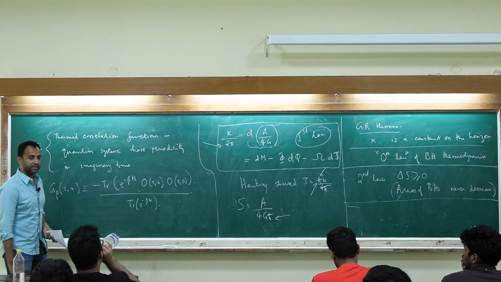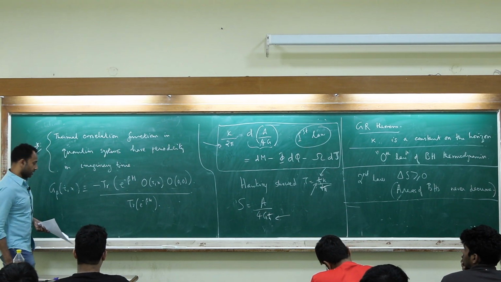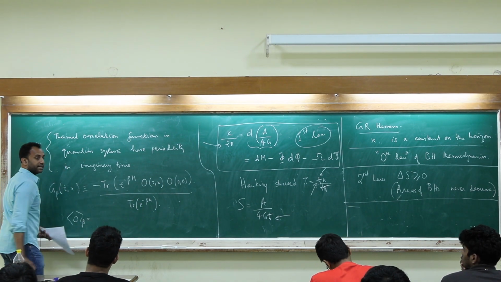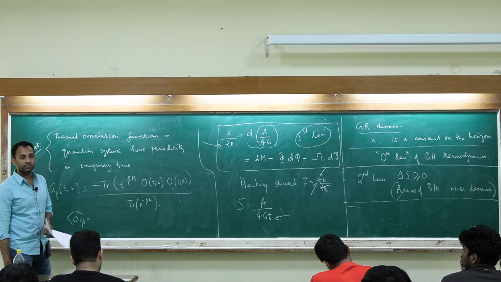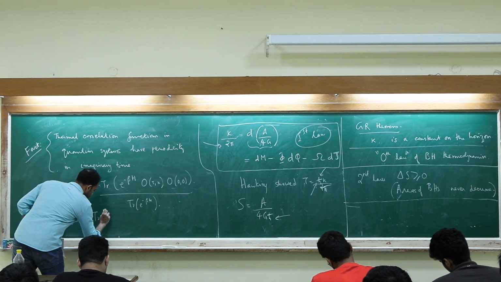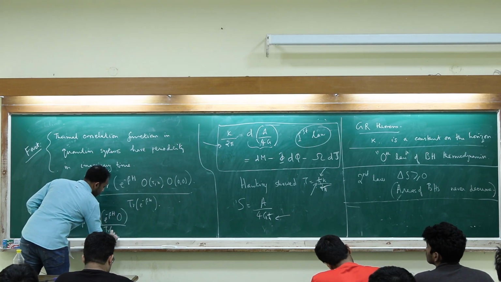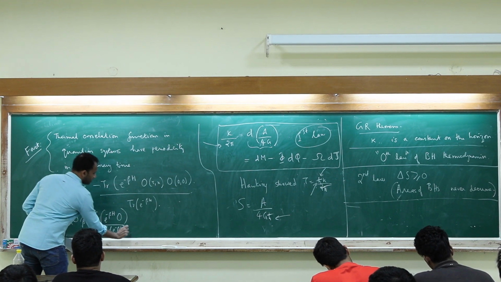Okay, so this is essentially the thermal expectation value. If you want to compute any expectation value in a thermal state, it means the density matrix is that of the canonical ensemble. That's what it means. So what do you compute? You basically compute e to the minus beta H times O, divided by the trace of e to the minus beta H. So that's the definition.